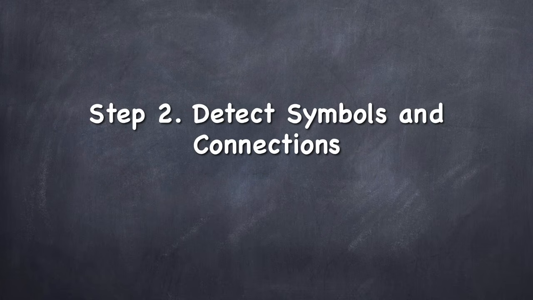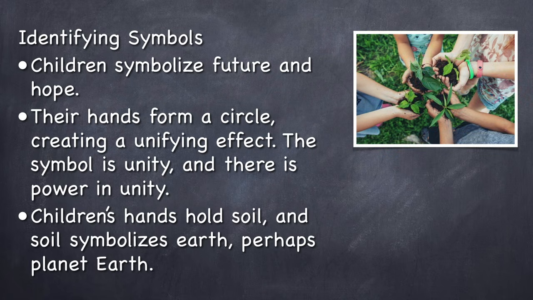Next we're going to detect symbols and connections. In other words, we're going to be interpreting some of the things that we have observed already. We're making some interpretations here. So let's identify some of the symbols. Now, children symbolize future and hope, right? Because they are children. Next, their hands form a circle, creating a unifying effect. Now, a circle kind of unifies, right? The symbol is unity, and there's power in unity.